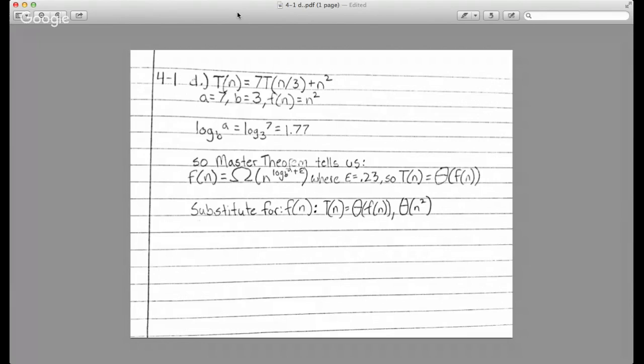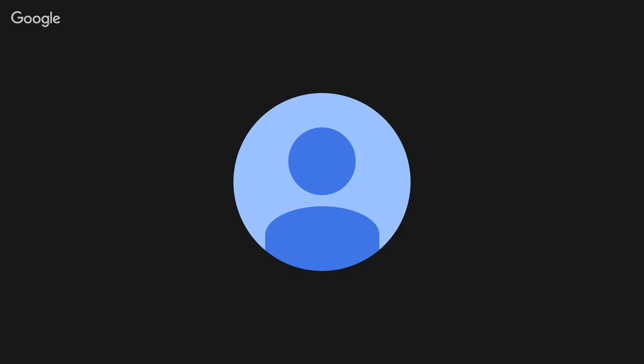So then we substitute for f of n, and we find that T of n is big theta of f of n, which is just big theta of n squared. So that is all for that one, and our asymptotic upper bound is big theta of n squared. That was 4.1d. Now we are going to go to one of the next problems.